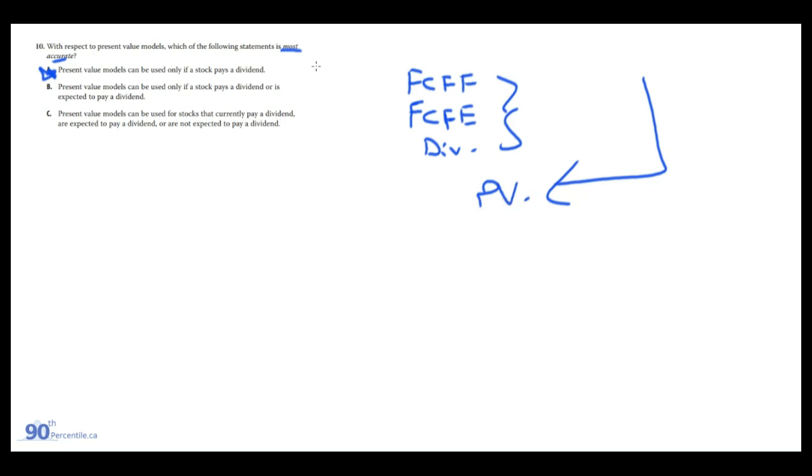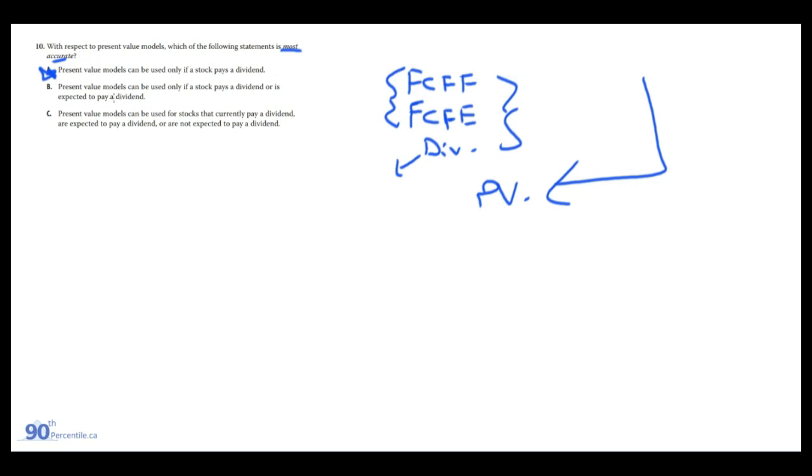company. The thing about present value models is, like I said, you can use these measures, or you can also use a dividend discount model, which is the same. It takes pretty much the exact same steps, but here you're just using dividends as the cash flow you're discounting back. So with that, we can go back to the question.